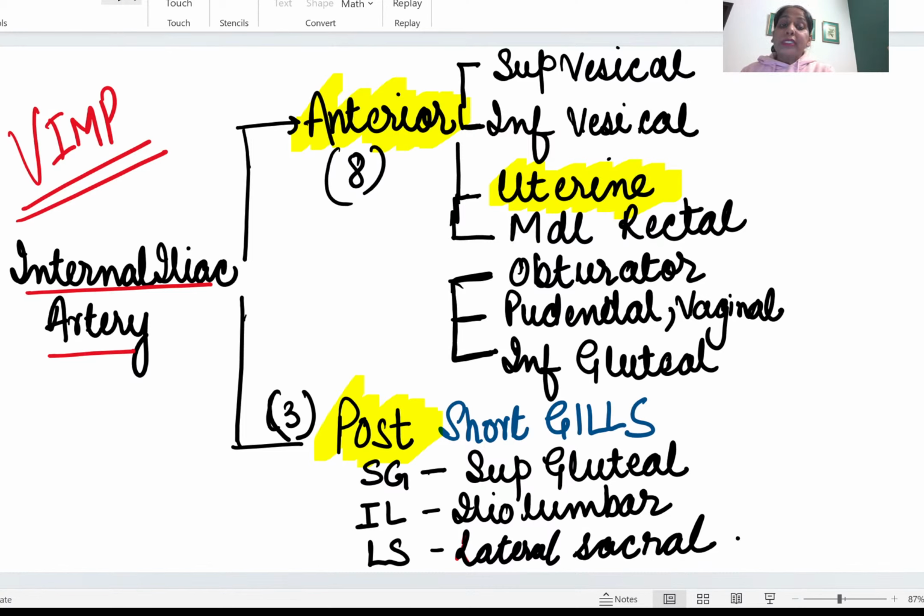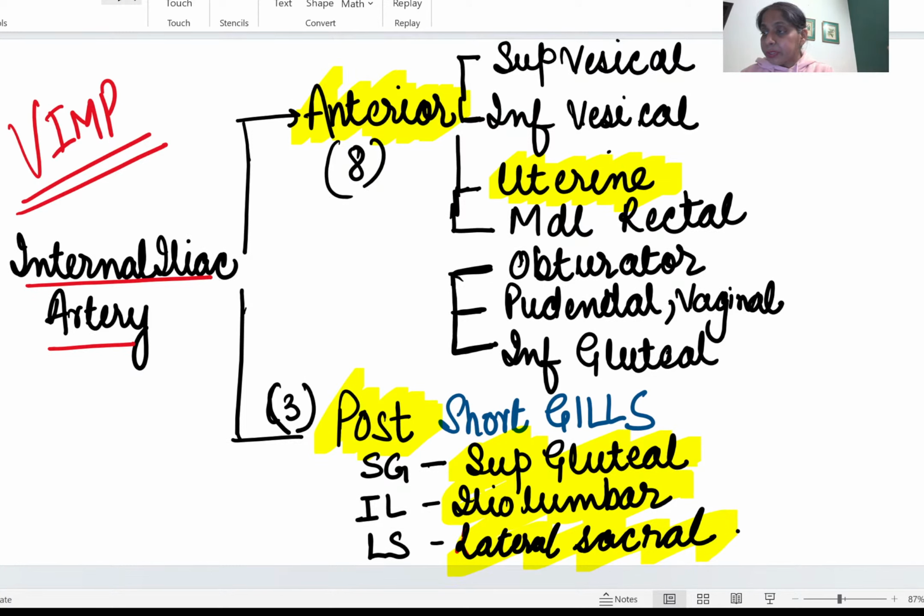In the posterior division, SG stands for superior gluteal, IL stands for iliolumbar, and LS stands for lateral sacral. Is it clear to you? So these are the branches of the posterior division.